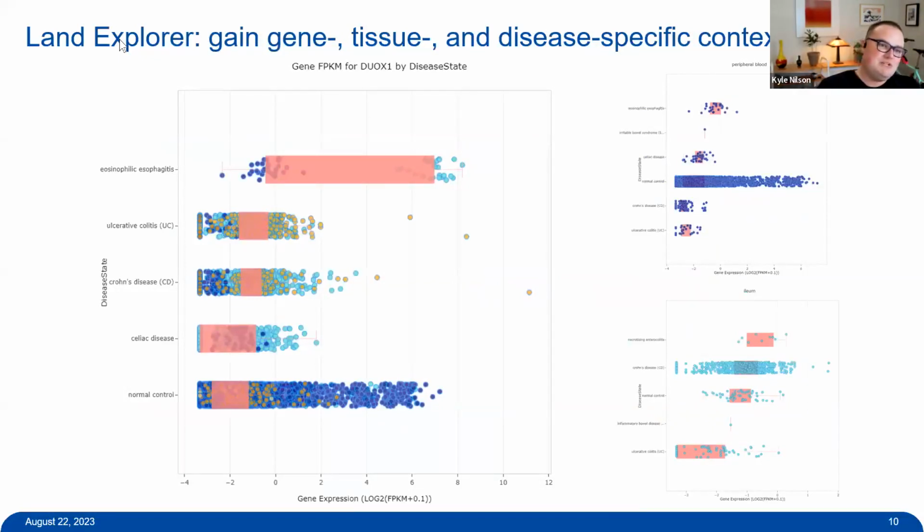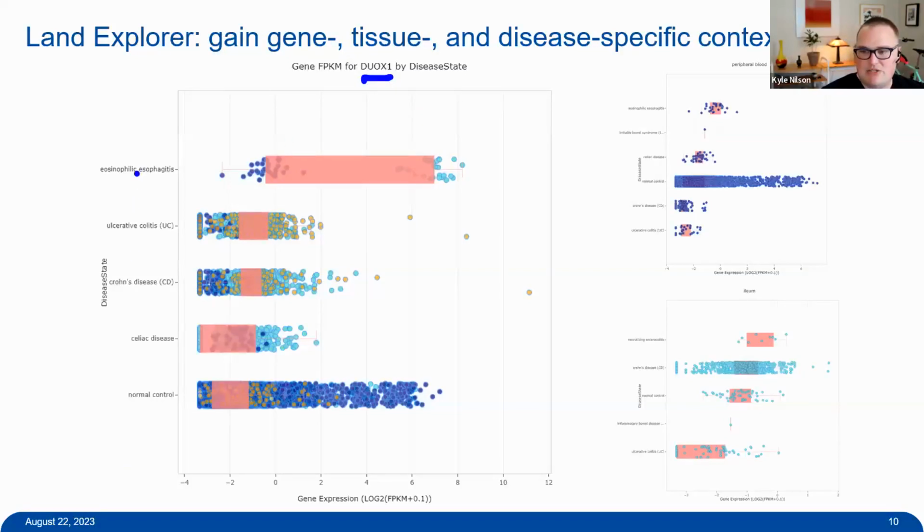Here, I want to show you as well today about something called Land Explorer. And Land Explorer is essentially a portal that you can access from IPA to access omics data, to access how genes like DUOX1 are expressed across thousands of other human, mouse, and rat samples.